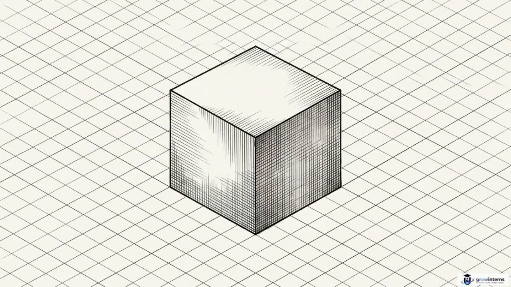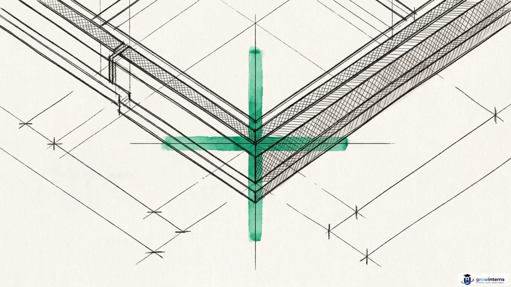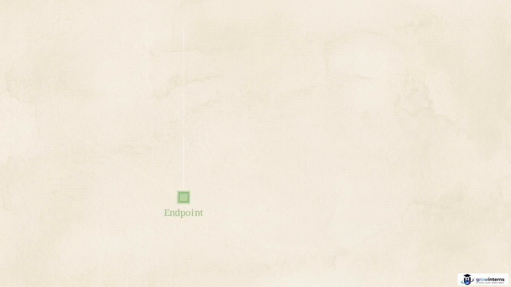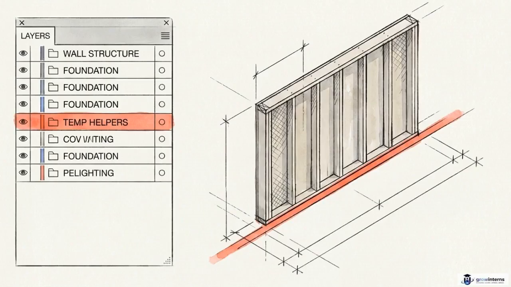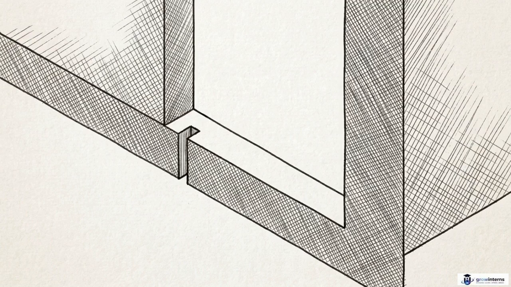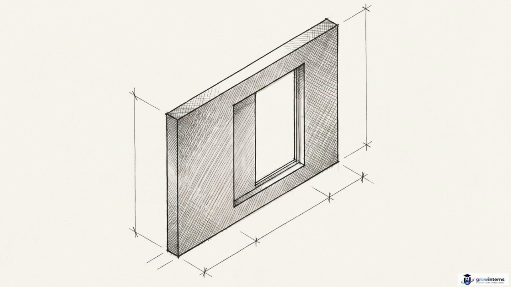A blank box doesn't look like a building. To get architectural realism, we need to carve precise volumetric spaces for our windows and doors. First, we need to find exactly where a window begins on an angled plane. Draw a temporary helper line starting from the corner, measuring exactly 1,100 millimeters along the base of the wall. Make sure this line is color-coded red or placed on a temporary layer. Once you mark your window's starting point, delete that helper line immediately so you don't confuse it with your actual geometry later.